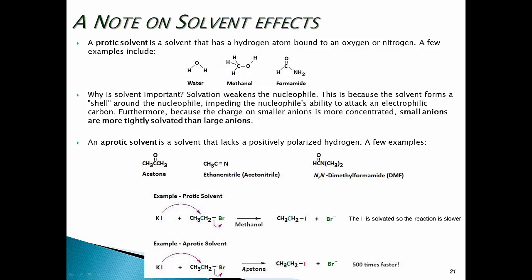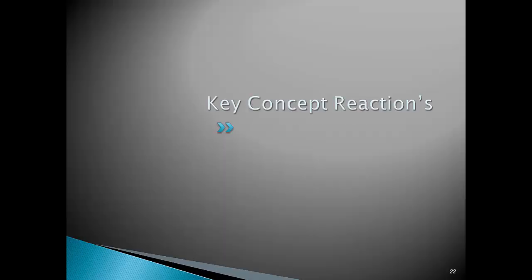If we have an aprotic solvent such as acetone, looking at the structure of acetone, there is no hydrogen that's bonded to an electronegative oxygen or nitrogen, so it's aprotic. This iodine will not be affected in any way by the solvent, and it can readily come in, attack, and kick out the bromine. So under these conditions, it's been found that this one's actually 500 times faster. So when you're looking at reactions, the solvent is a very, very crucial player in your reaction.